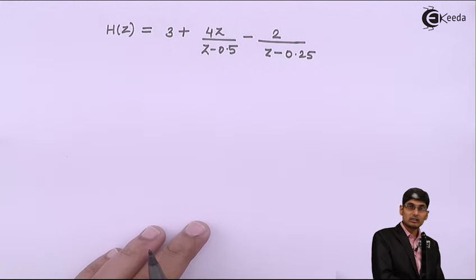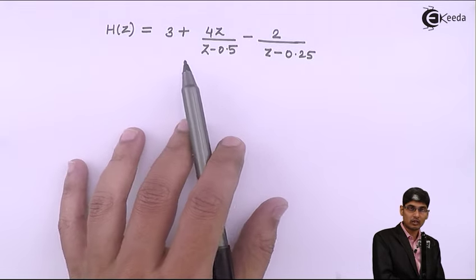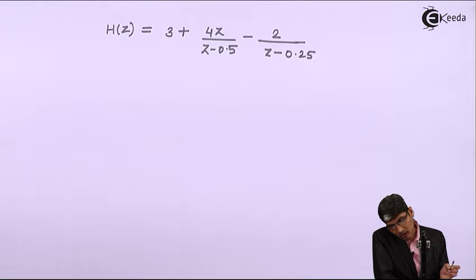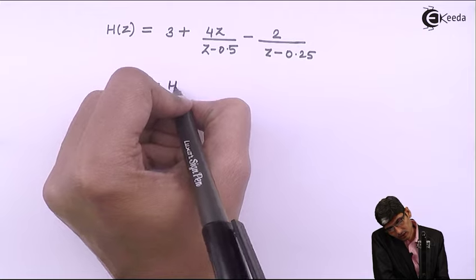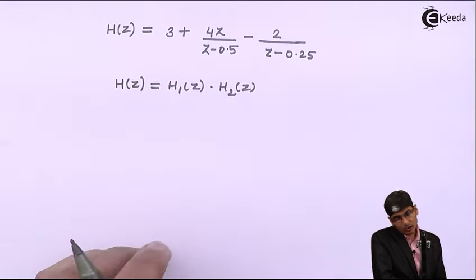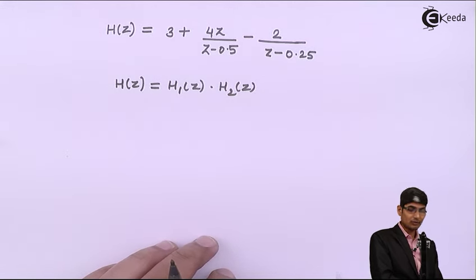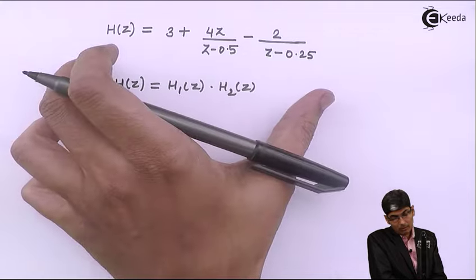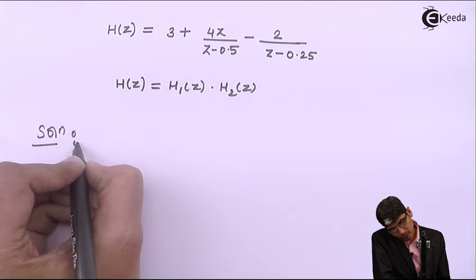Now I only want H of z. I don't want anything in between. There should not be pluses or minuses. I want a product, because direct form 1 structure demands that my H of z be written as H1 of z into H2 of z, but it does not allow me to use pluses and minuses in between. So how to proceed for this problem? When the problem is given in this form, the solution adds one more step.